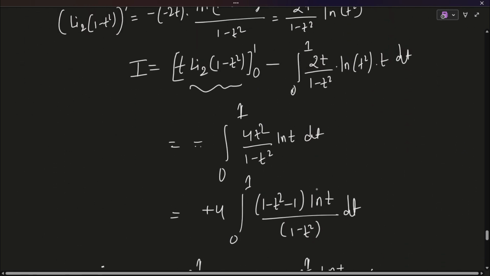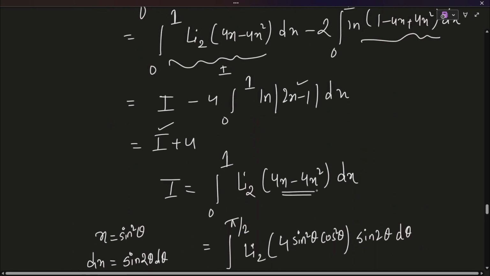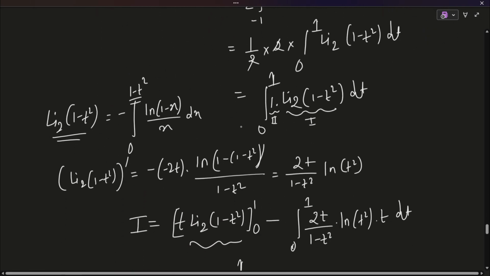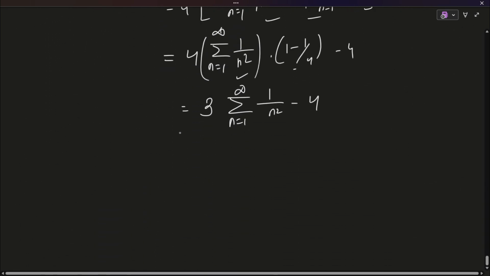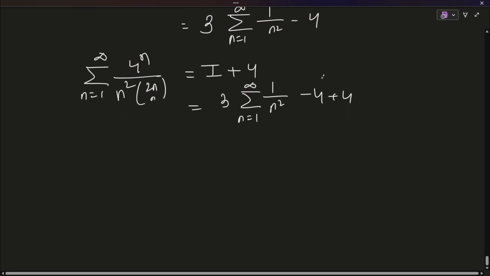Okay, let's get back to where we were with I. So we found out that S is basically equal to I plus 4, right? Our summation was equal to I plus 4. So our required sum n equals 1 to infinity 4 to the power n by n square into 2n choose n was equal to I plus 4, where I right now we have got as 3 times the sum n equals 1 to infinity 1 by n square minus 4, plus 4, correct? And the minus and plus 4 cancel, and this summation has a value of pi square by 6.